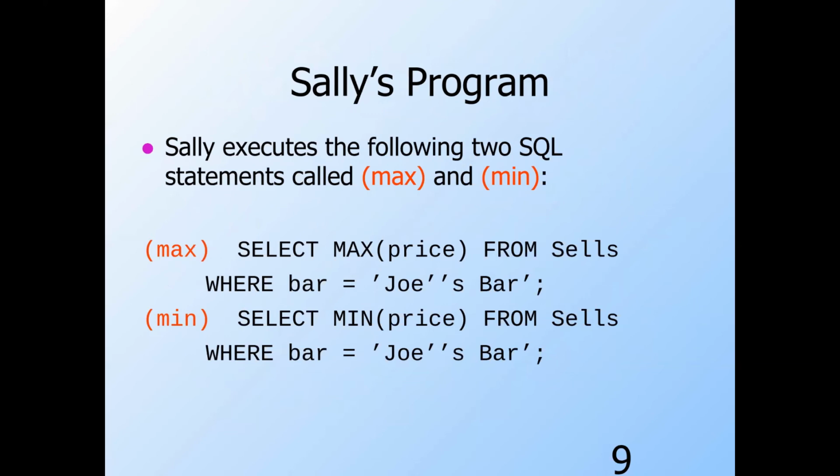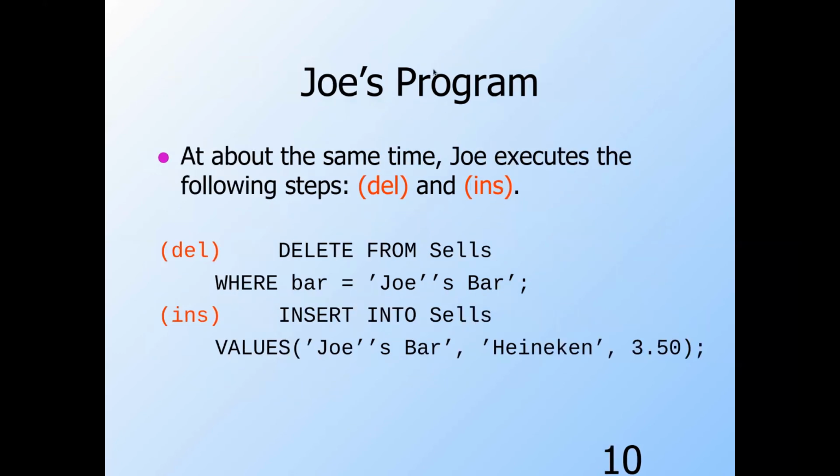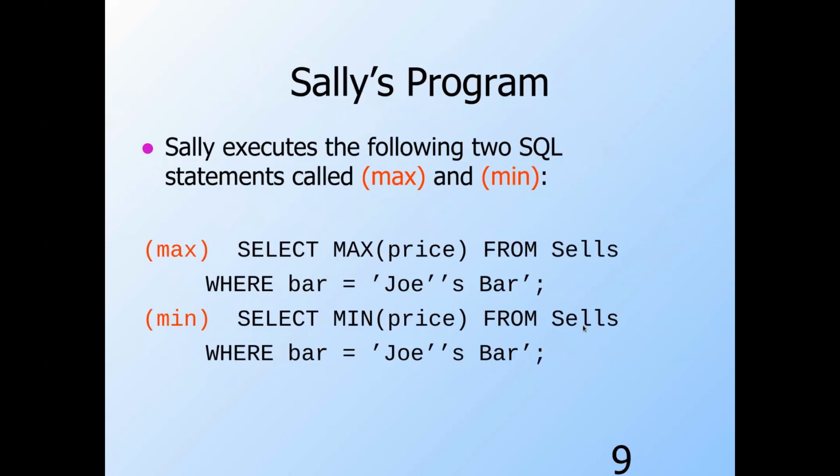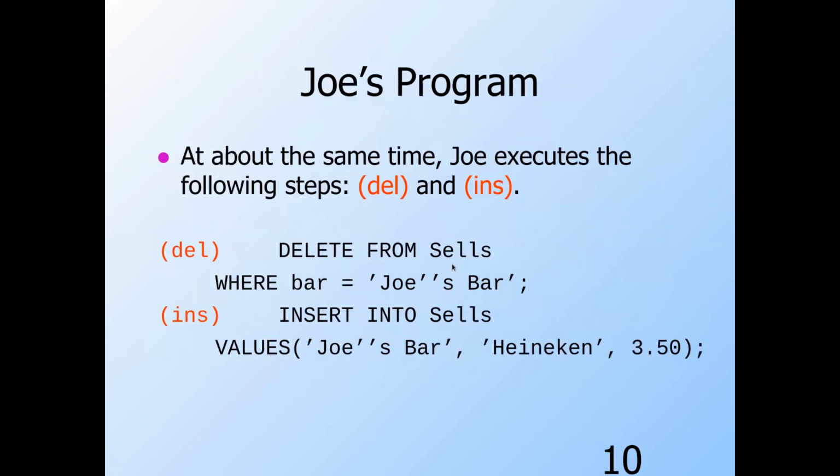If Sally's program is a transaction and we run Sally's program first, we're going to get $3 for max, and we're going to get $2.50 for min, which makes sense in that particular instance. And then if we run Joe's program, we wind up getting just Heineken being sold for $3.50. Both of those make sense because Sally's program reported the correct answer before Joe's program ran. So the information Sally got back was correct at that particular moment. Then Joe's program ran, and maybe it was changed.